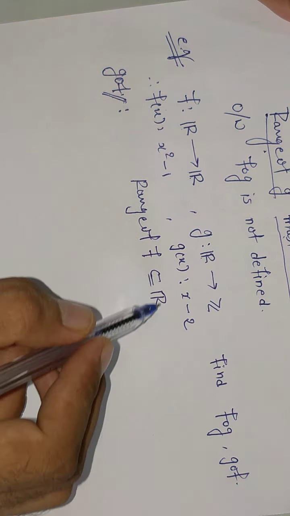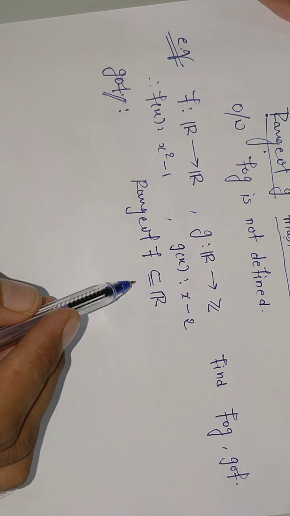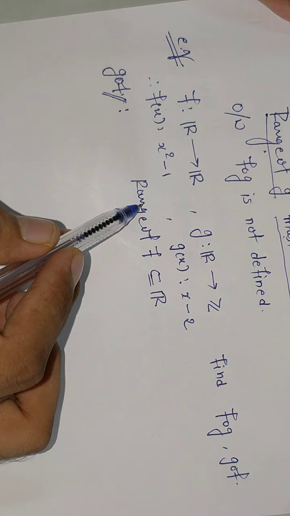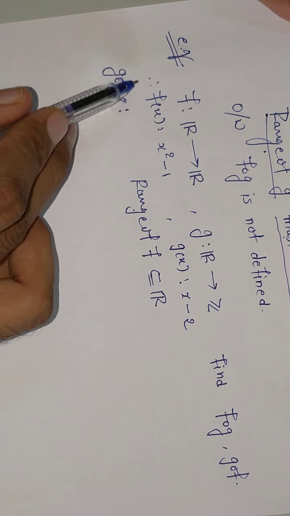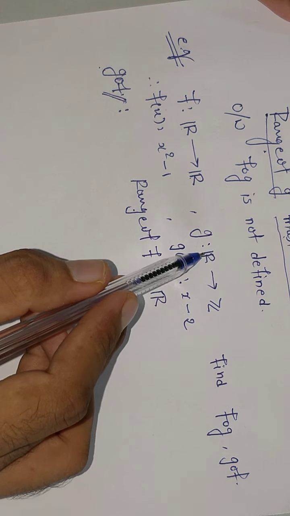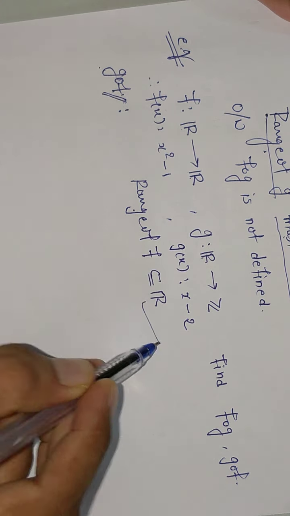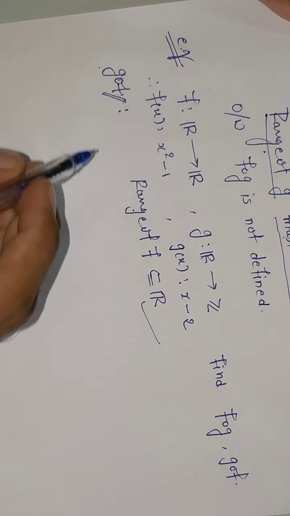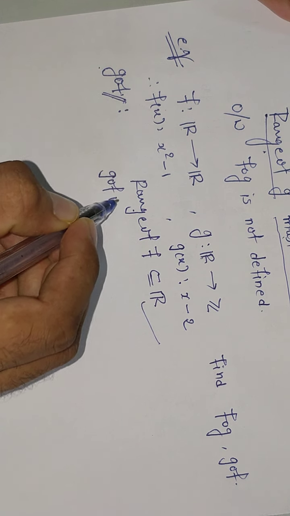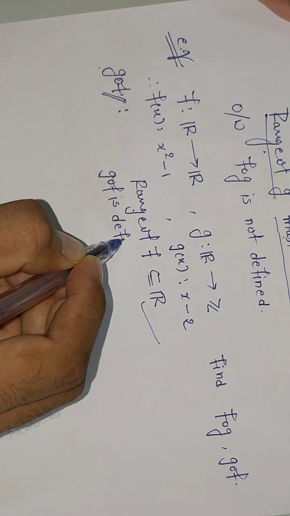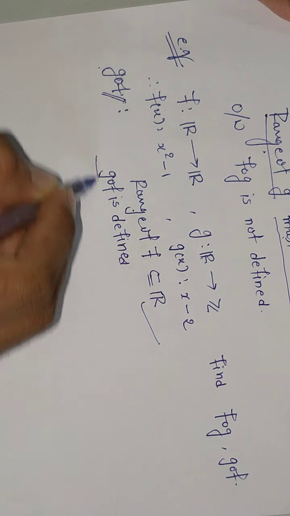Okay, range of f is a subset of R. Now this range must be a subset of the domain of g. Now see, the domain of g is R. So the condition is satisfied. So we say that g o f is defined. If defined, then we can find the composition of the function.